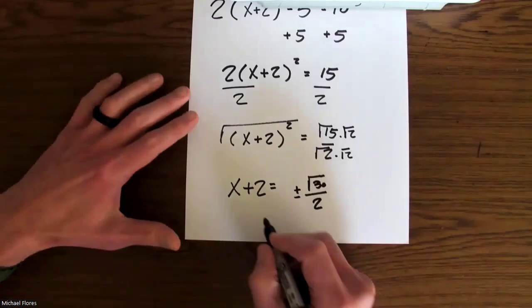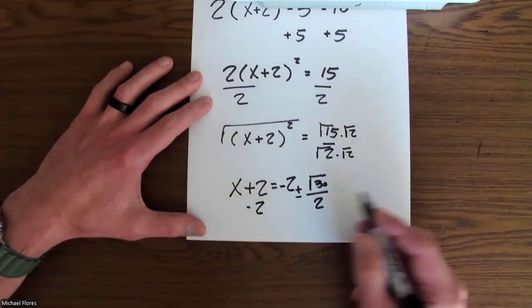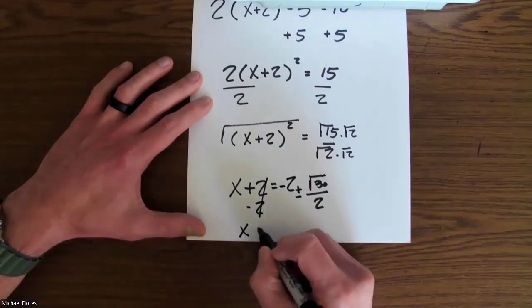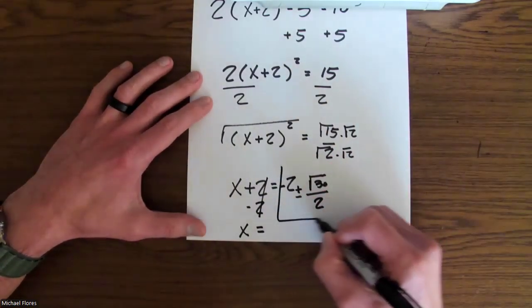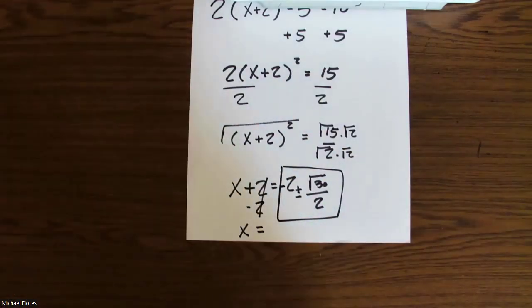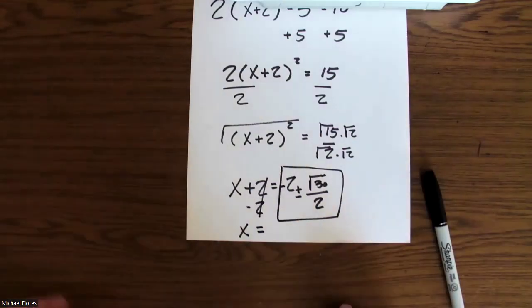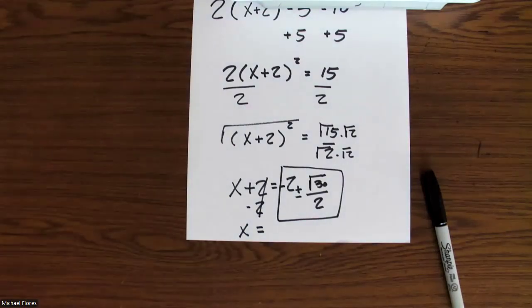And then the last thing that we need to do to get x by itself is we need to subtract 2 from both sides. So x equals this. Yes, it looks weird, but we cannot simplify this anymore. Root 30 is an irrational number. So just leave your answer like this: -2 plus or minus root 30 over 2.